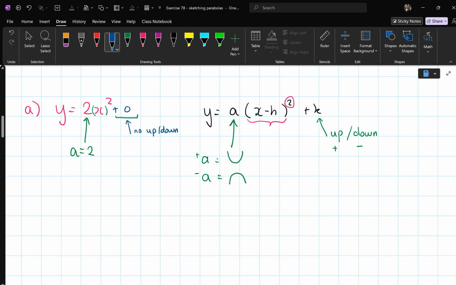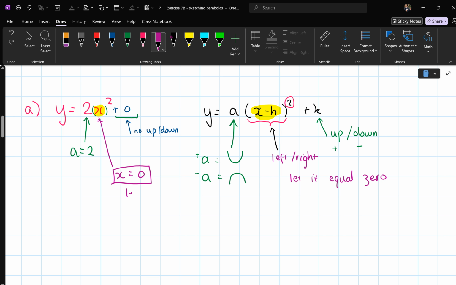If you look inside the brackets, which is what you're squaring, this is x minus h. That is what you're squaring there, and this tells you whether it moves left or right. The way I taught it in class was, whatever you're squaring, let it equal 0. In our case here, it would just be x is equal to 0, and you can't do anything else now that you're solving for x. So it just means no left and no right. It doesn't move left or right.